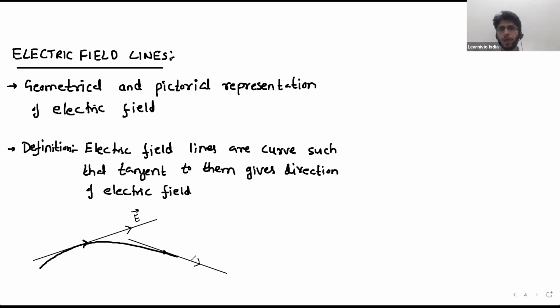So what we measure is electric field. If you have a charge, I ask you to calculate electric field at some distance r. What we measure is electric field. But what is electric field line? They are just a geometrical description of electric field.